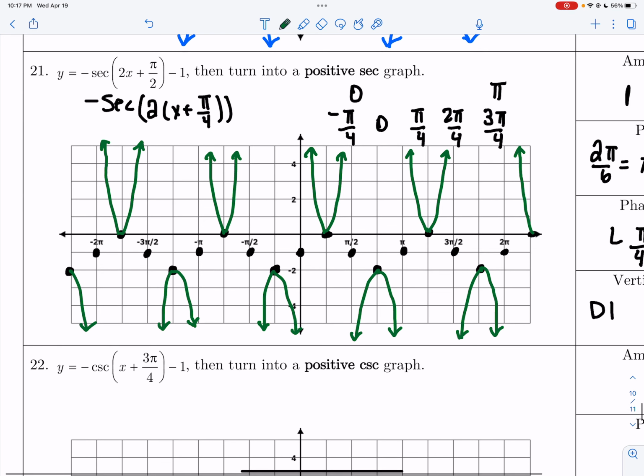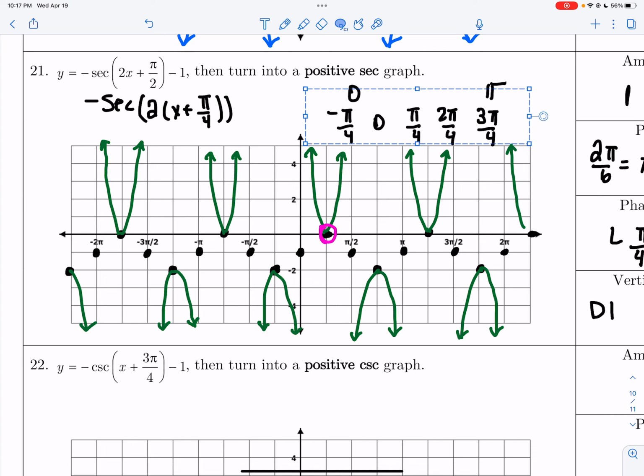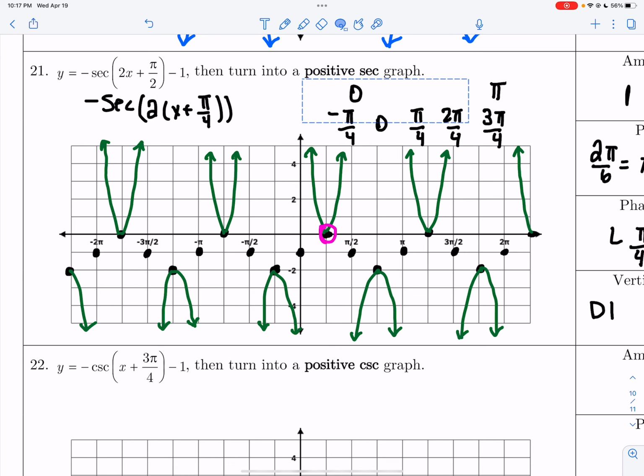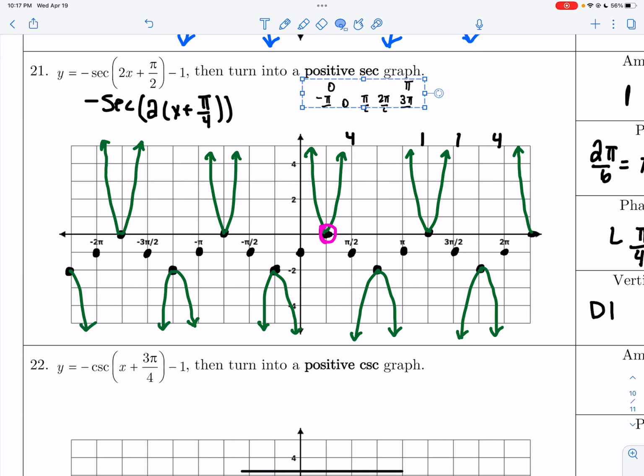Now, with a positive secant graph, this is essentially saying, how can I make this a positive cosine graph? Well, remember that a positive cosine graph starts high first, and then it goes to the midline. Well, I go high right here first, and then it goes to the midline. Meaning, if I were to write the equation of the positive secant graph, then I'm just going to erase this.